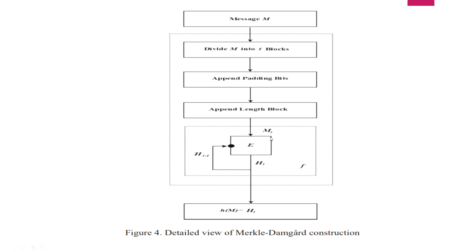Okay, this is a detailed view of the Merkle-Damgård construction. The message is first sent here, then the message M is divided into t number of blocks, then it appends padding bits, then it appends length blocks, then it loops through all the blocks and hashes all the blocks, and then produces the output here.